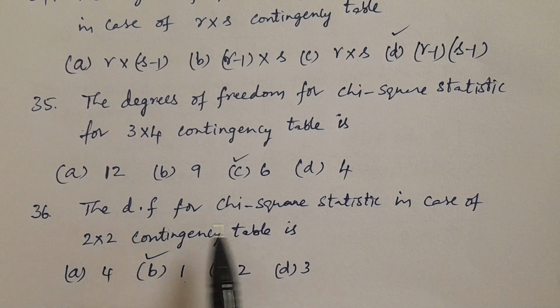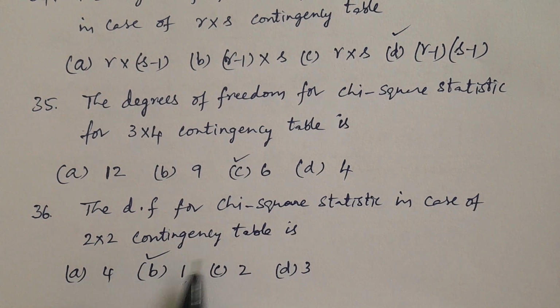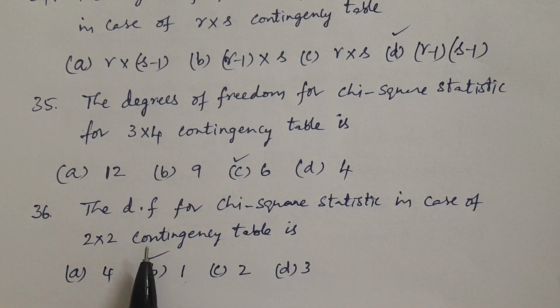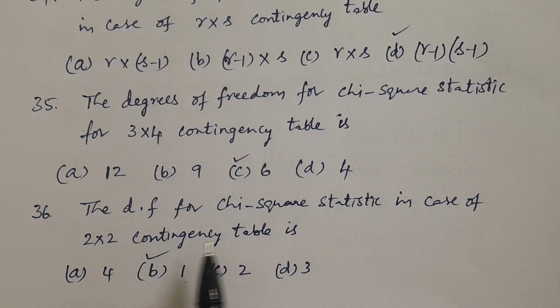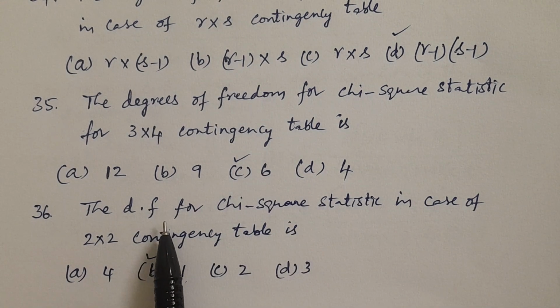In Telugu, the degrees of freedom for chi-square statistic in case of 2 by 2 contingency table. 2 by 2 contingency table ki chi-square statistic ki degrees of freedom enta?